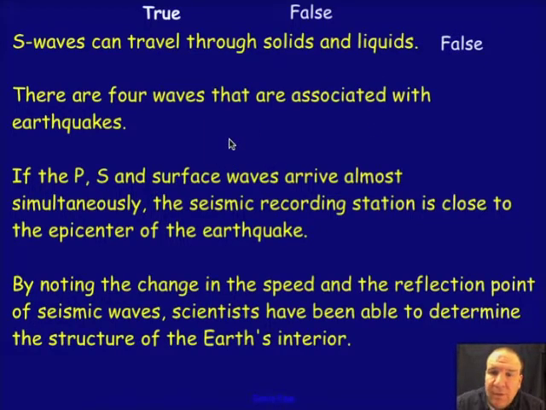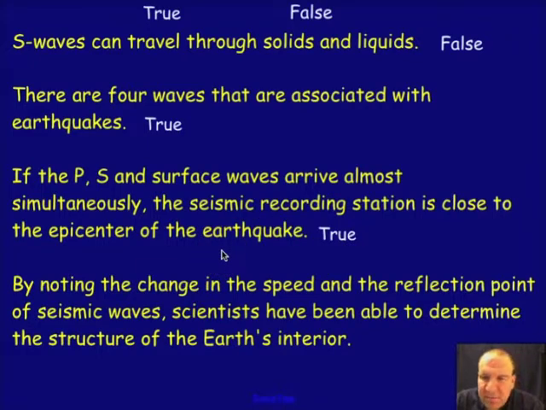There are 4 waves that are associated with earthquakes. That's true. If the P, S, and surface waves arrive almost simultaneously, the seismic recording station is close to the epicenter. If you remember from our working class, this would be true, because we talked about how the P wave's faster than the S wave, so the farther away the earthquake epicenter is, the greater the distance is between the P and the S wave.